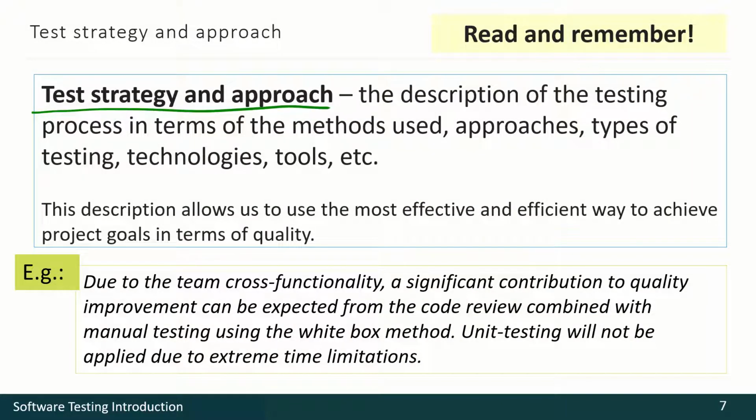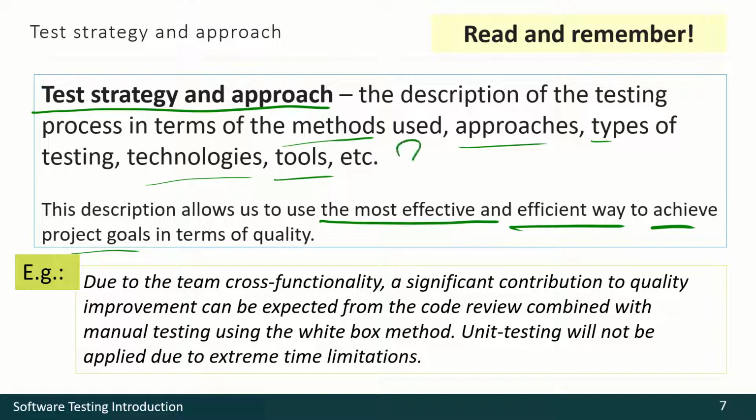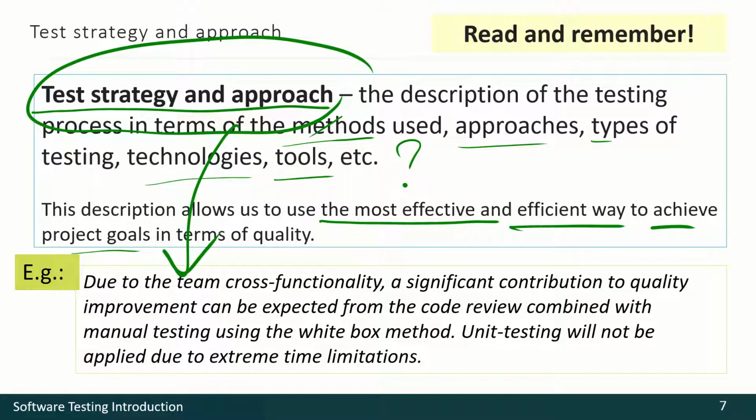Strategy and approach shows us the most effective and efficient way to achieve our goals. Of course, any goal may be achieved in a lot of different ways. There are a lot of methods, approach types, testing techniques, tools, and so on. What shall we use? How shall we use it? So this section contains the results of corresponding decisions.